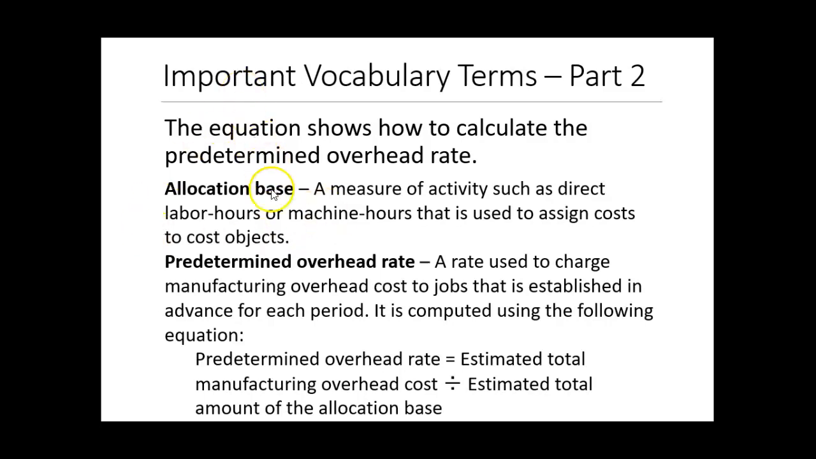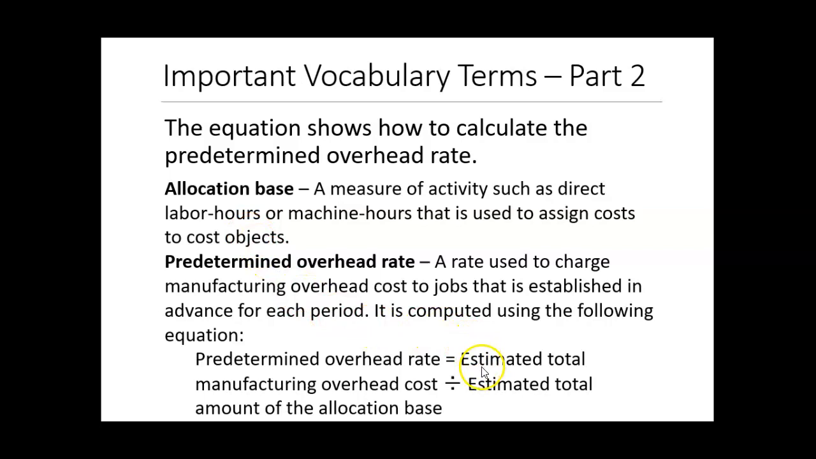So once we have determined the allocation base, we can then decide what's called a predetermined overhead rate. This is a rate that we're going to use to assign overhead costs. The rate is going to be established based upon the allocation base, meaning that the allocation base might be machine hours or it might be direct labor hours.